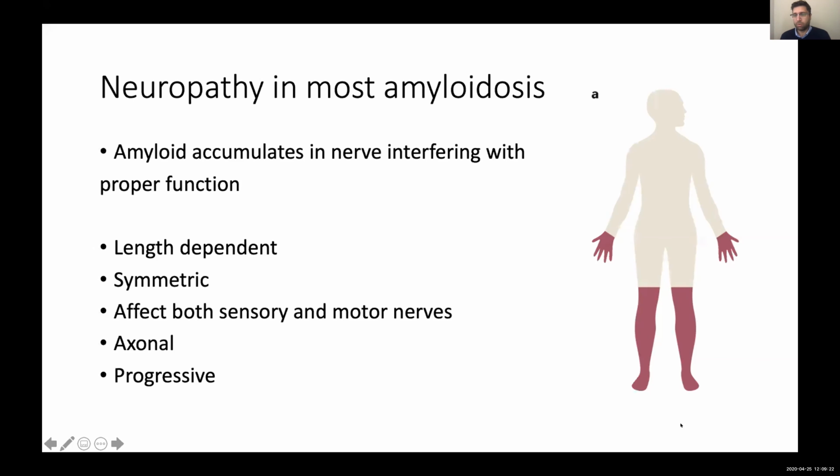Typically, the neuropathy in amyloidosis is length dependent, meaning the very distal aspects of the limbs are affected first. For example, people a lot of times start having symptoms in their toes. And as the neuropathy spreads, it goes up to the ankle and the mid-shin, and then the hand starts being affected as well. It is also symmetric, meaning that both sides are affected at the same severity. It affects both the sensory and the motor nerves. Usually it starts with the sensation, and as the disease progresses, the motor nerves start getting affected and the patient starts feeling weak. And of course, it is progressive, and we'll get to that later.